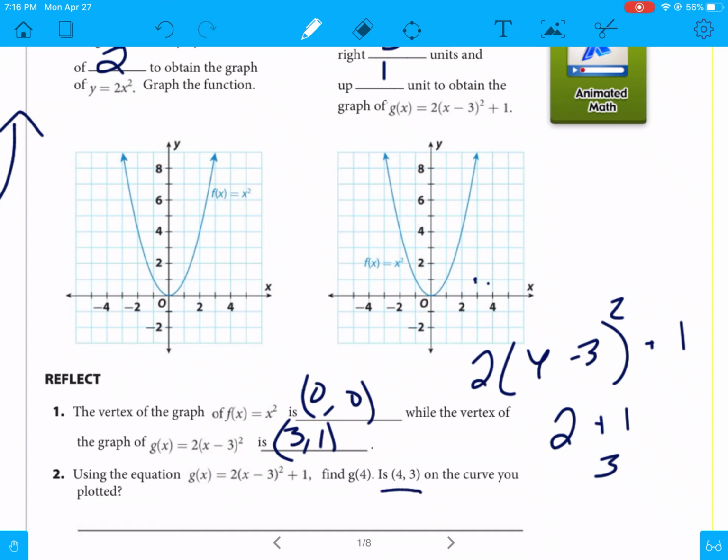So now it says, is 4, 3 on the curve you plotted? Yes. So we'll have 4, and then 1, 2, 3. Since it is symmetrical, see how it's 1 to the right and 2 up, so it's going to go left as well. So your graph will look like that one. It's more narrow than the original parent function, and it goes to the right 3 units and up 1.